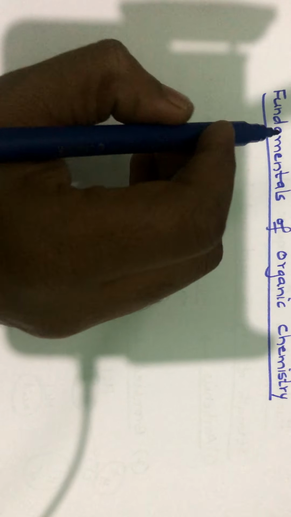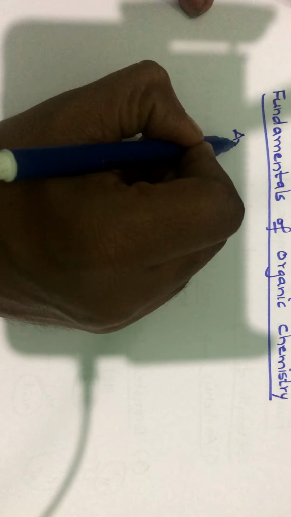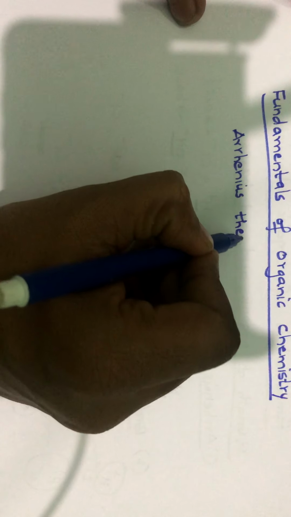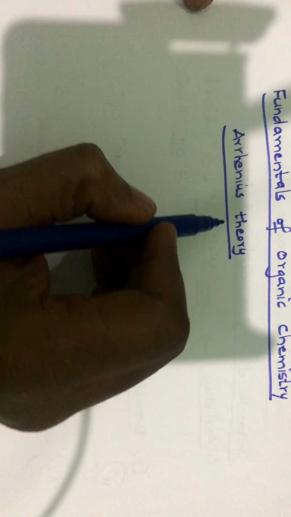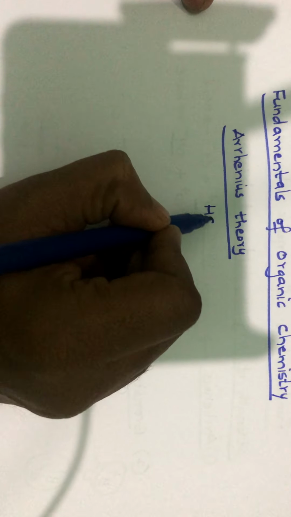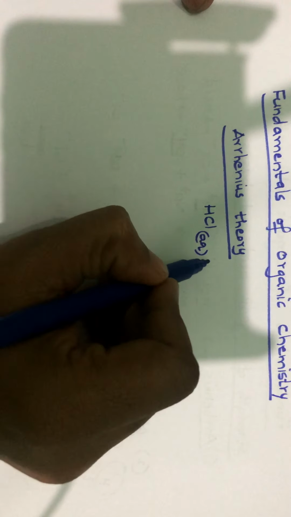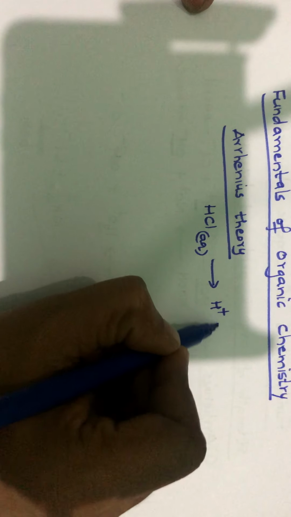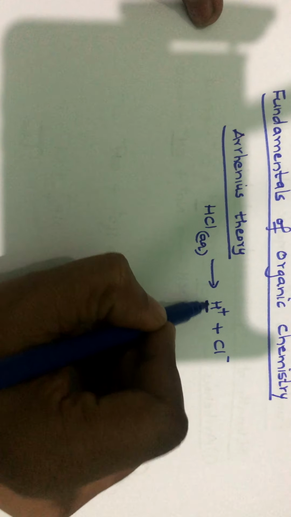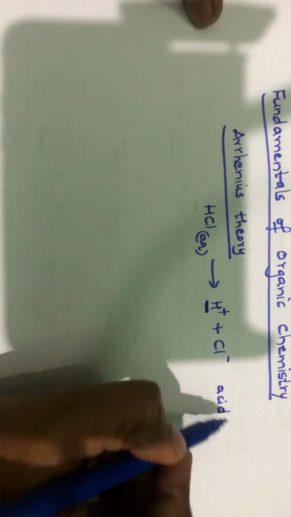Before going for the strength of acids and bases, let us see what is an acid and what is a base. So there are three major theories that explain the acid and the base. First theory is the Arrhenius theory. According to Arrhenius, an acid is a substance that produces H plus ion in aqueous medium. For example, HCl in aqueous medium will dissociate to give H plus and Cl minus ion. So HCl produces H plus ion, so according to Arrhenius, HCl is an acid.